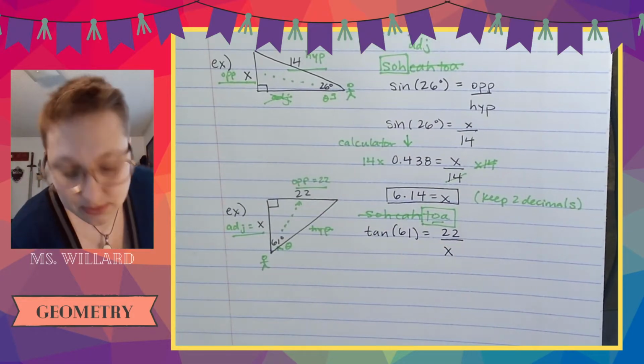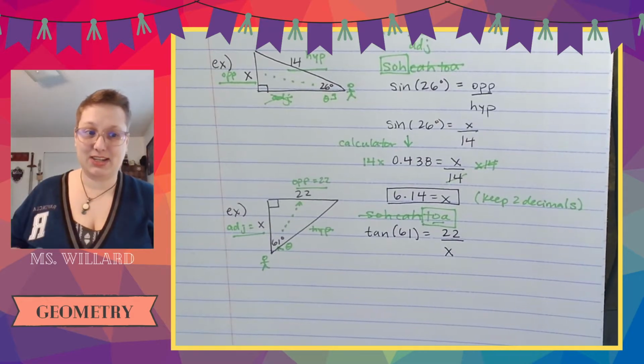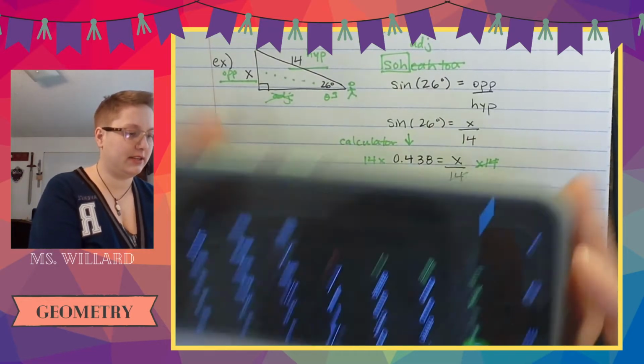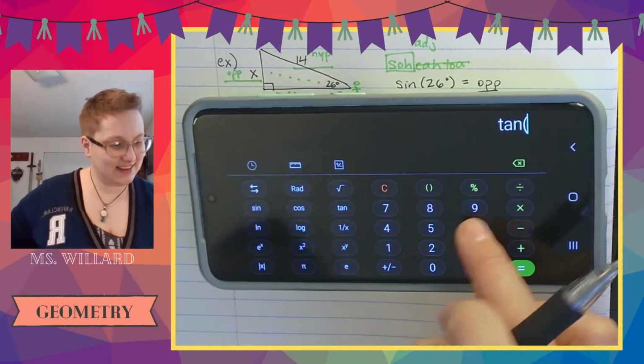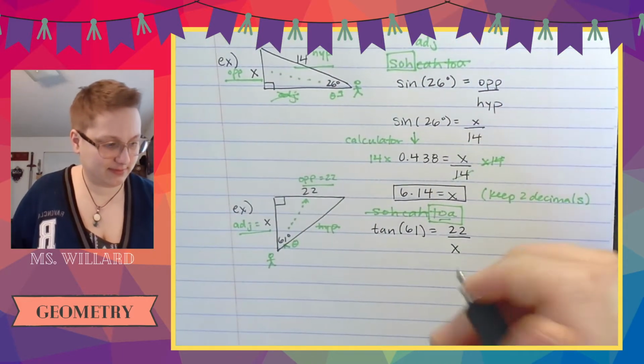Okay. So I need to figure out what tangent 61 is. So I go ask my handy dandy calculator. And I say, hey, calculator, what's tangent of 61? And it goes, well, it's 1.804, obviously.